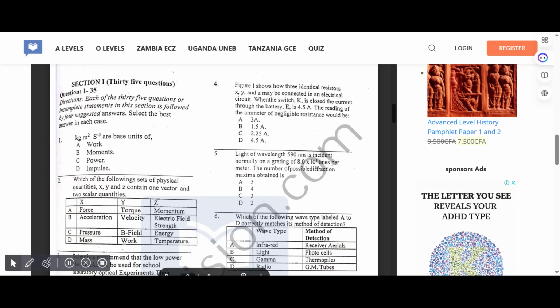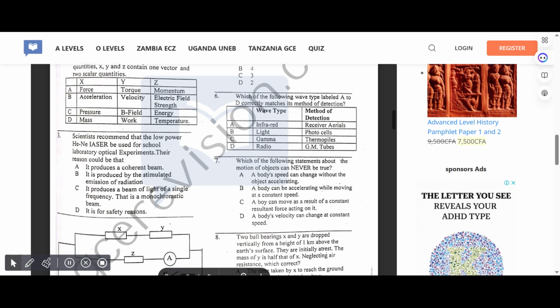Kilogram metre squared second to the power minus 3 are base units of... Correct answer is C, power. Which of the following sets of physical quantities X, Y, and Z contain one vector and two scalar quantities? Correct answer is C, 3.